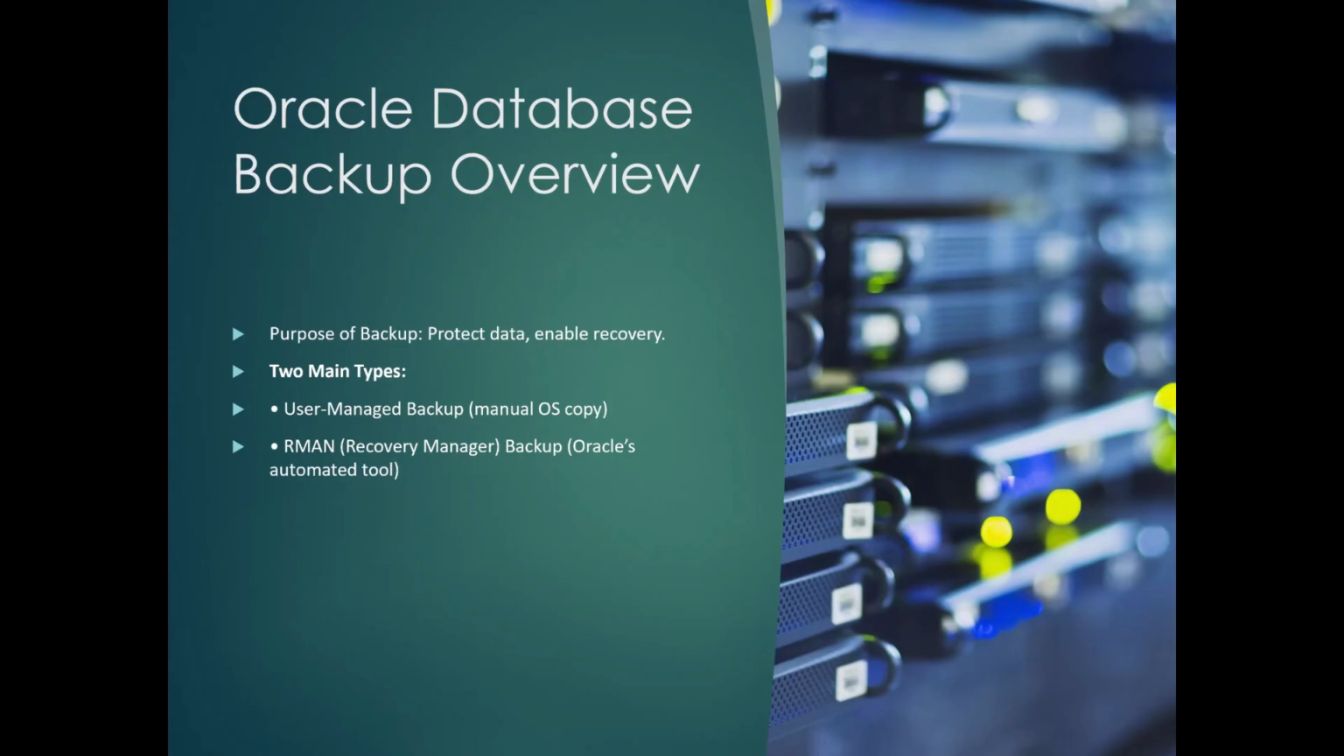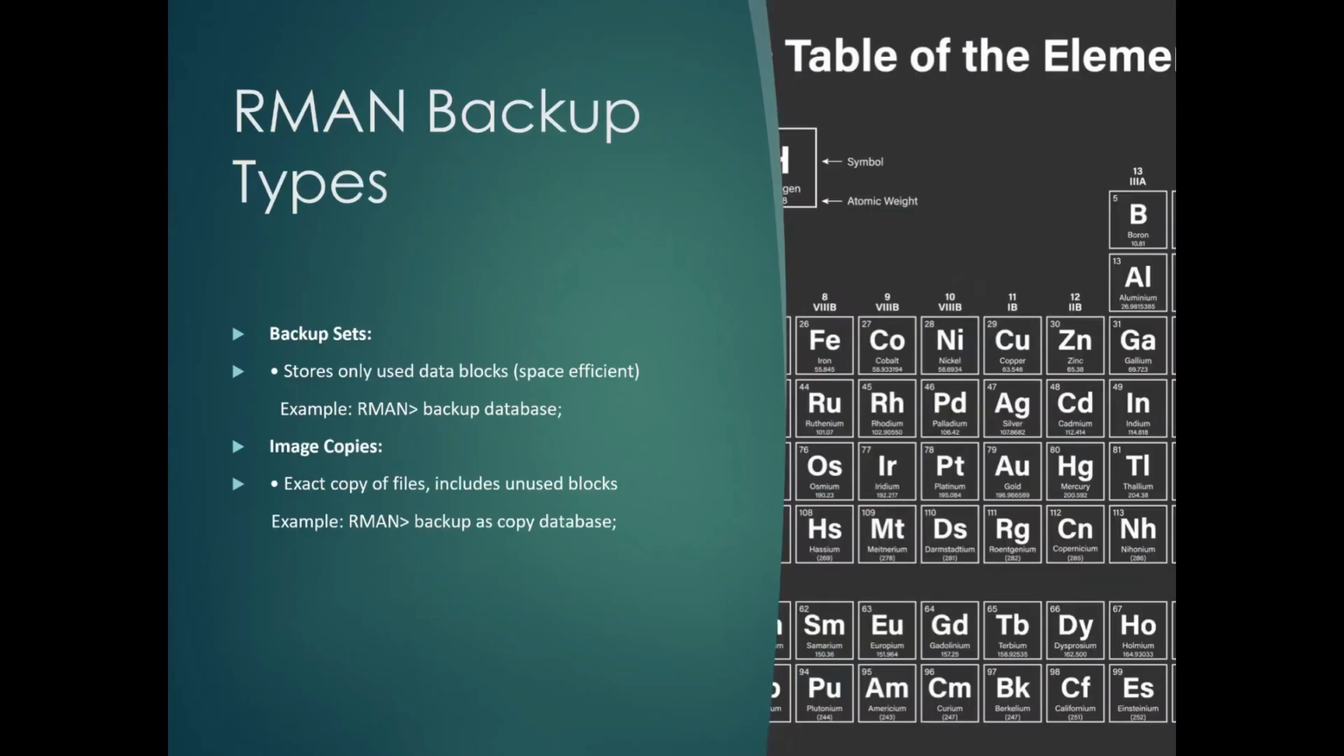There are two types: user managed backups and RMAN backups. User managed backup means OS copies, and RMAN backup is an Oracle automated tool for backup and recovery. And then there are two more types: one is backup sets and one is image copies.